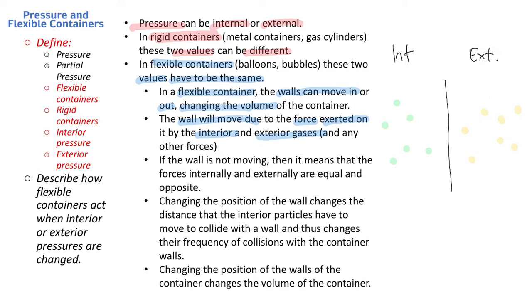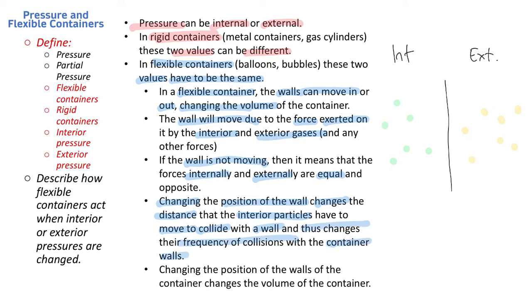So if the wall is not moving, therefore the internal and the external forces must be equal. The same amount of force by the internal gas particles is equal to the external gas forces as well. They're pushing on that wall the same amount, and therefore the wall is not moving. Changing the position of the wall changes the distance that the interior particles have to move to collide with another wall, and thus changes the frequency of collisions with the container walls.